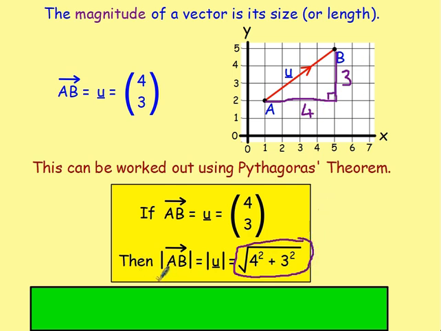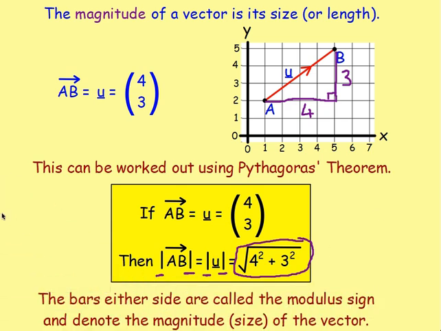3 squared. And what you'll notice is there are these funky wee lines either side of vector AB or vector U when it is written. Those lines are known as the modulus sign, and they are used when we are wanting the size of the vector. So if we have AB without the modulus signs, then we can write that just in component form with the brackets here with our x component and our y component. If we've got these lines either side, that means we're going to work out the size or the length or the magnitude of the vector.